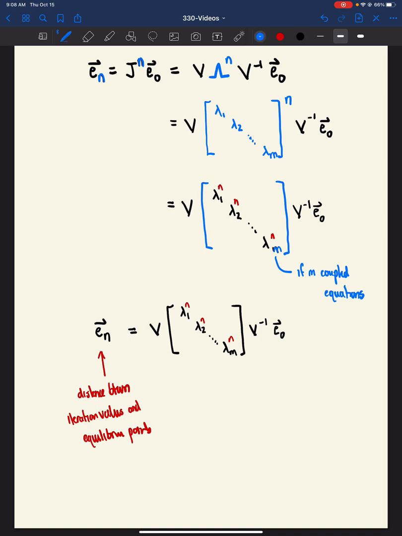And what we want to investigate is what's going to happen to this matrix as n increases. As in, what's going to keep happening as we keep iterating? And what we see is if the absolute value of lambda j is less than 1 for all j, this matrix looks like it's going to 0.